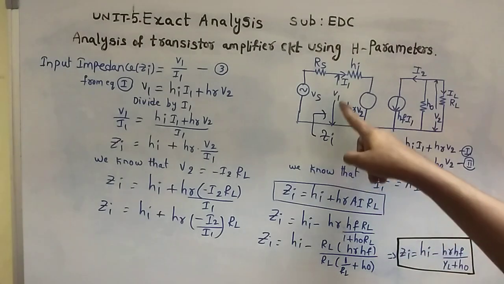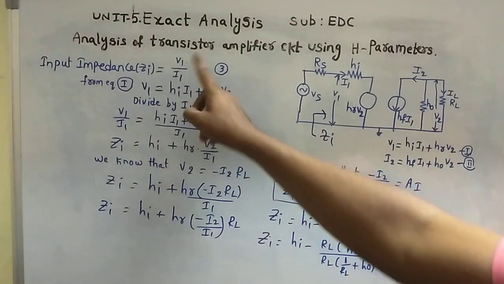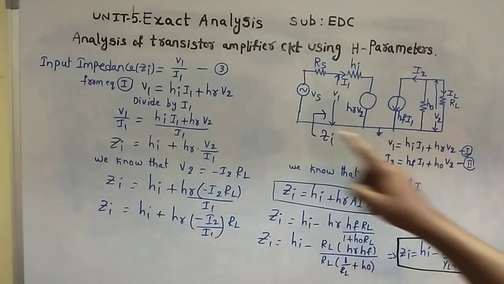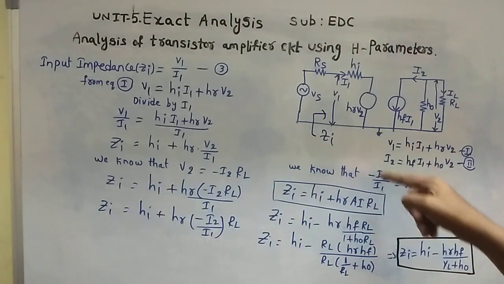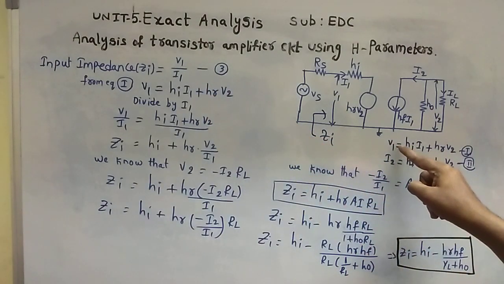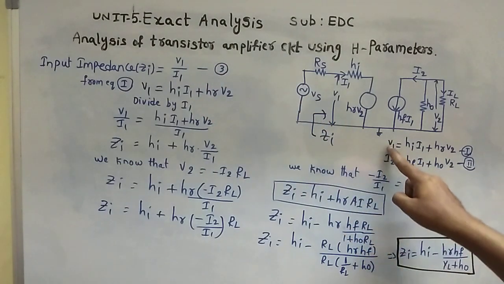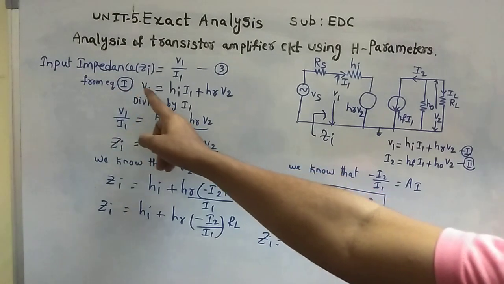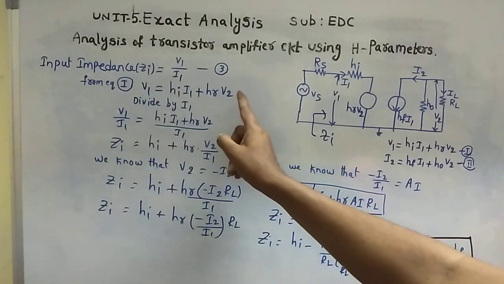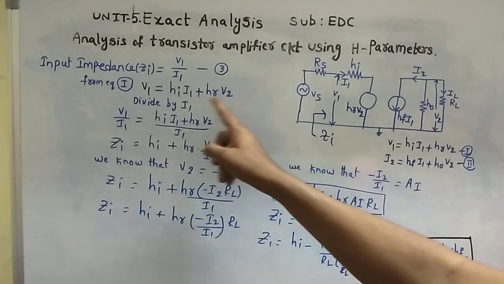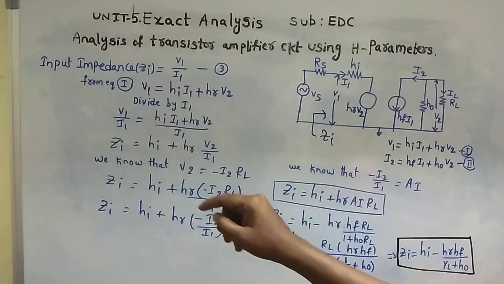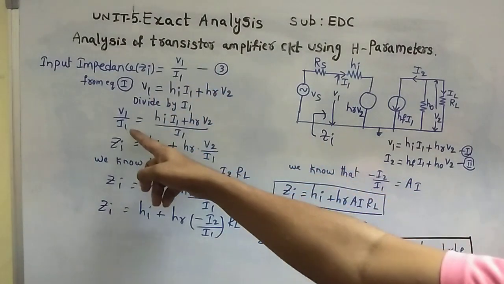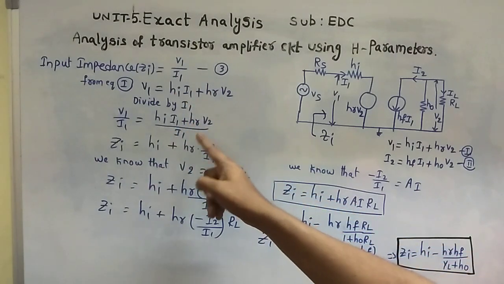Input impedance Zi is equal to input voltage by input current, V1 by I1. So from H parameter equation 1, here we have V1 and I1, which is why I am taking the V1 equation. That is nothing but H parameter equation 1: V1 is equal to Hi I1 plus HR into V2. This equation I am taking and dividing both sides by I1, because I want V1 by I1. So V1 by I1 is equal to Hi I1 by I1 plus HR into V2 by I1.